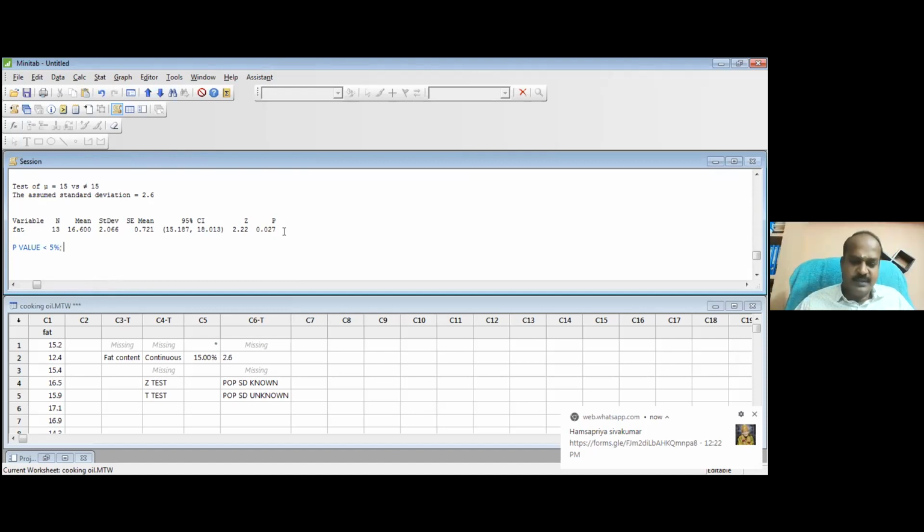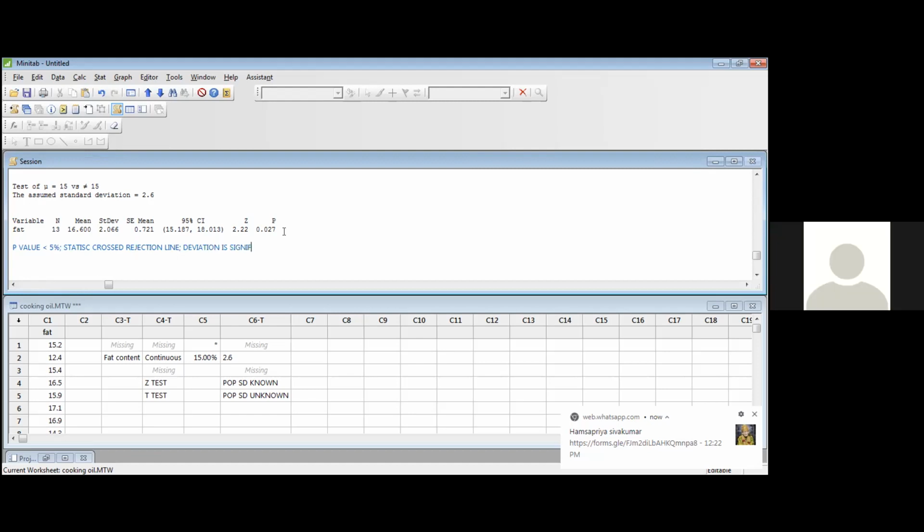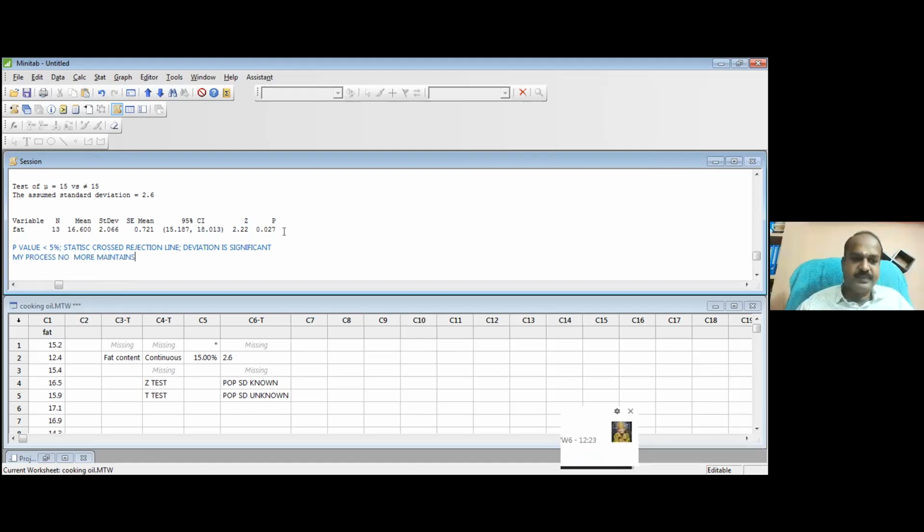That means your statistic crossed the rejection line. The border is crossed. When the border is crossed, the deviation is significant. Deviation significant means what? My process rejects the null, and no longer maintains the 15% fat.